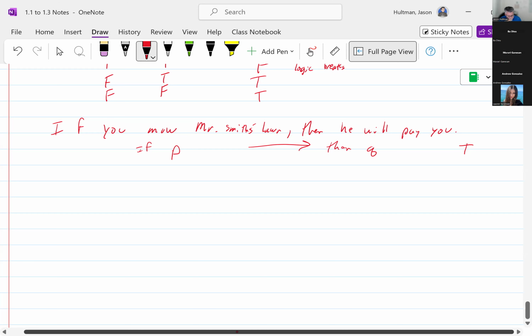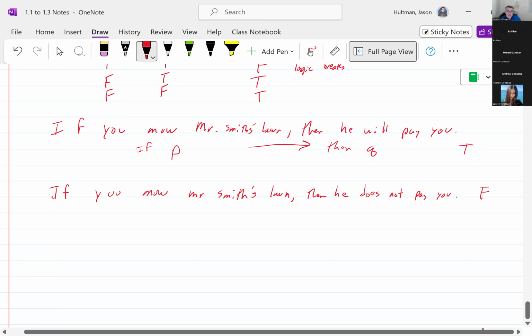Okay. So let's rephrase this a little bit. If you mow Mr. Smith's lawn, then he does not pay you. Is that logically correct? No, because we already established that the above is a true statement. So this one must be a false statement.